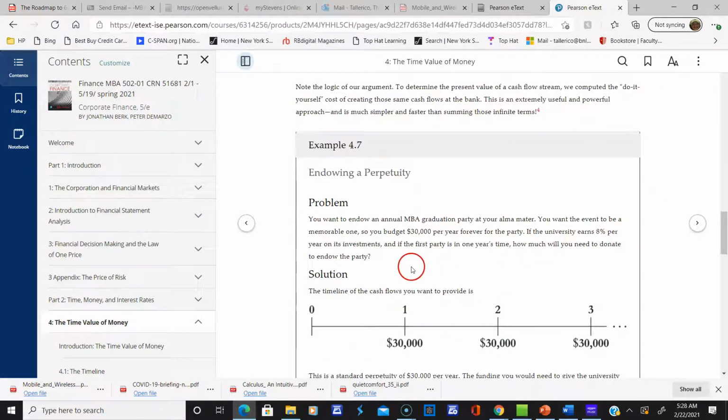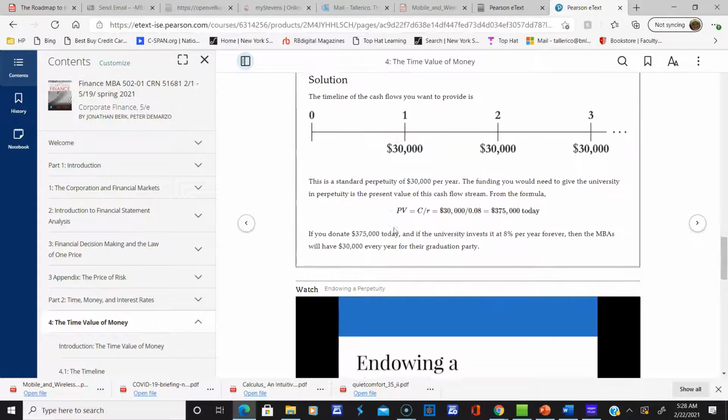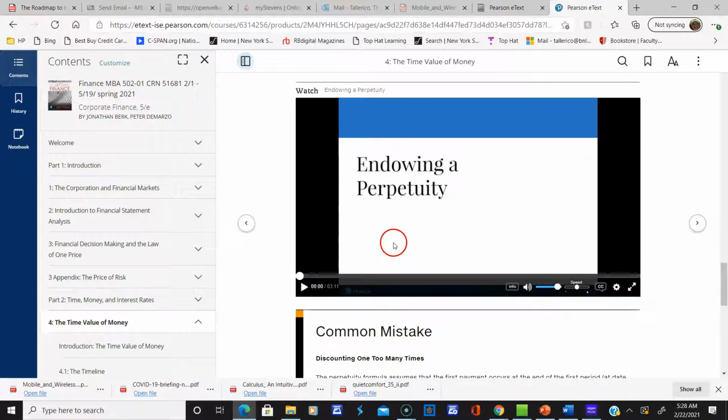All right, so here's a good example. Some people endow money to colleges, a perpetuity to pay student scholarships forever. So you're endowing a perpetuity. So let's show what that means.